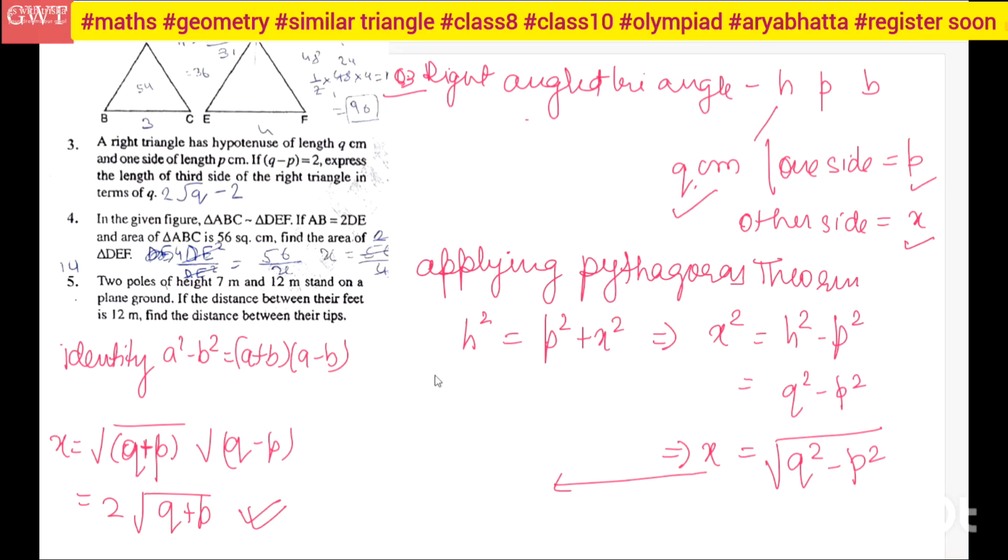I apply the Pythagoras theorem and get h square is equal to p square plus x square. From this I can get the values, which are given. I am using the identity a square minus b square is equal to a plus b into a minus b. I can apply this identity here, and this value is given as 2. So my x value is nothing but twice of q plus p.